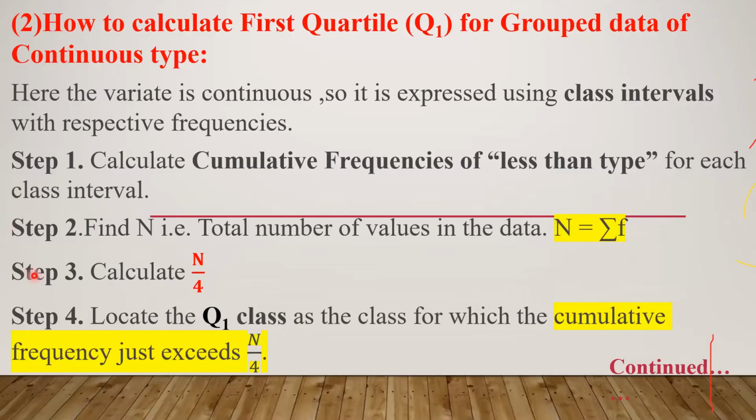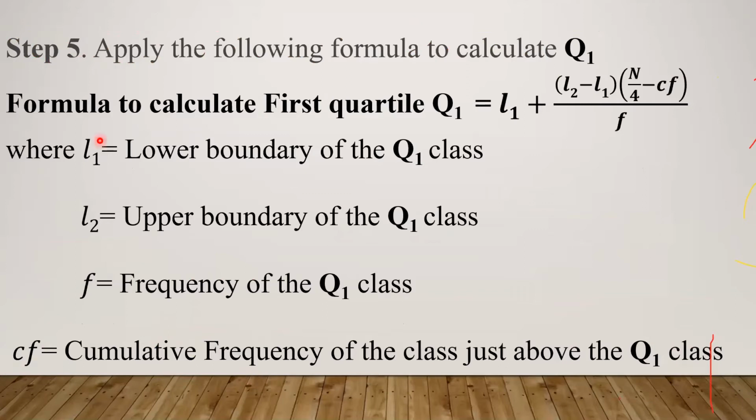So the fourth step is to locate the Q1 class as the class for which the cumulative frequency just exceeds n by 4. Here you will not get actually the value of Q1 as you were getting in the discrete type case. Here you will get a class. Okay, that class is called the Q1 class. And then to find the value of Q1, we have to apply the formula. So here one more step is there. So there are 5 steps.